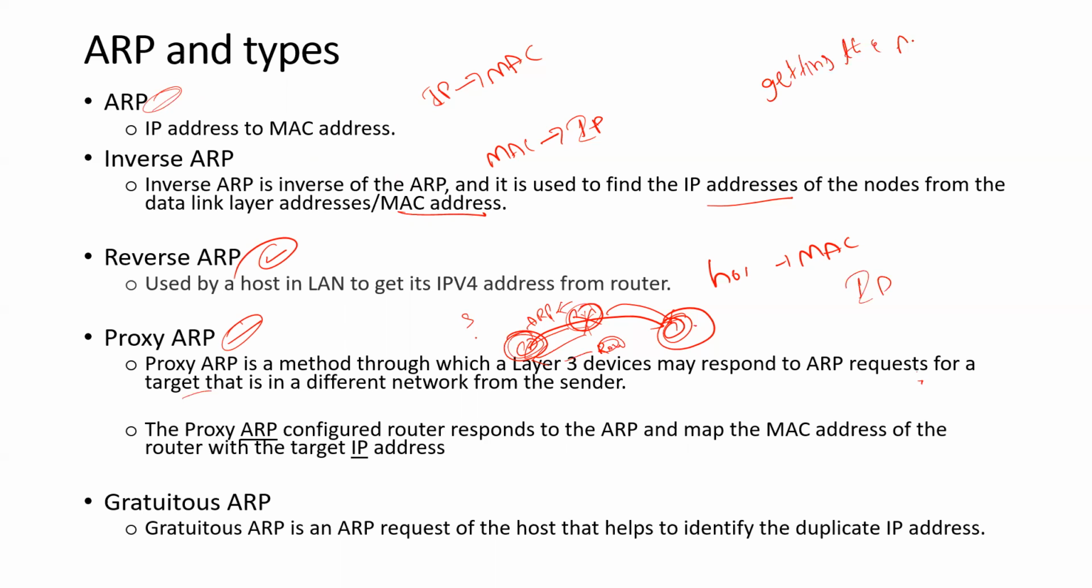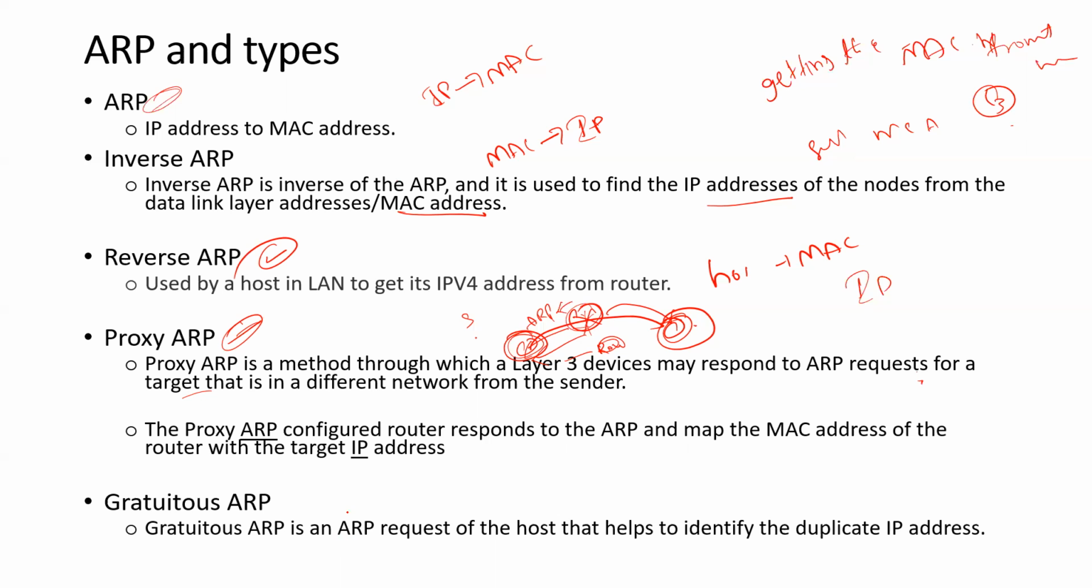Getting the MAC address from a host is called ARP. Getting the MAC address from a layer 3 device is called proxy ARP. Okay, that is about proxy ARP, and we have one more ARP called gratuitous ARP.